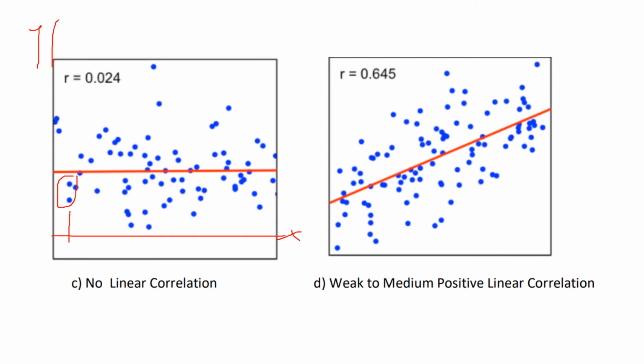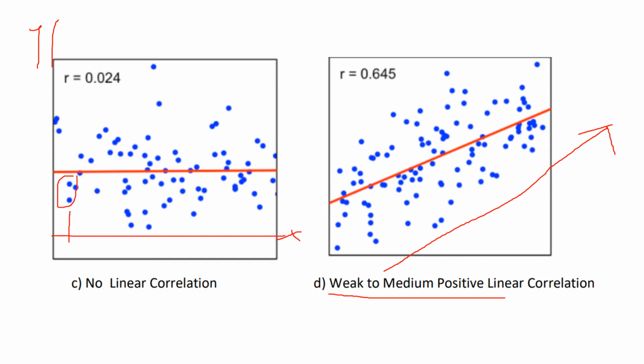Then for letter D, weak to medium positive linear correlation. Why do you consider this as a weak to medium positive correlation? Because some of your points did not fall exactly on your line, but they follow a behavior wherein we can apply a positive slope. That's why it is considered a weak to medium positive linear correlation.